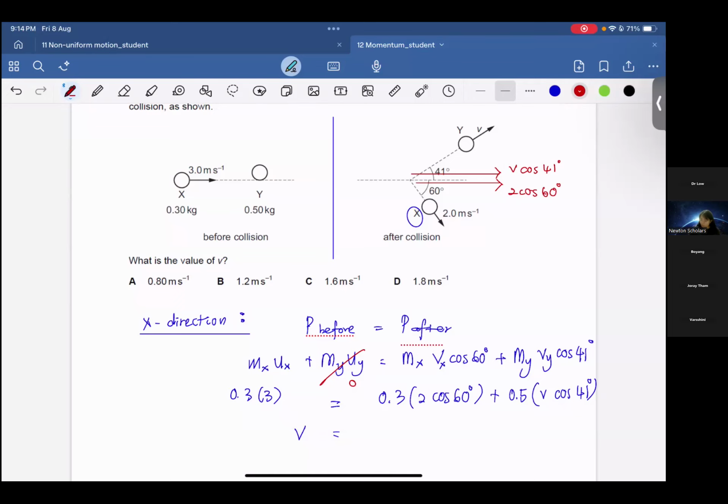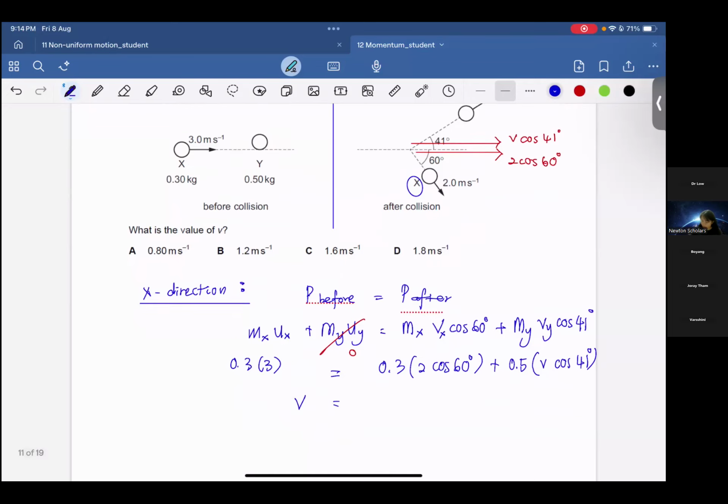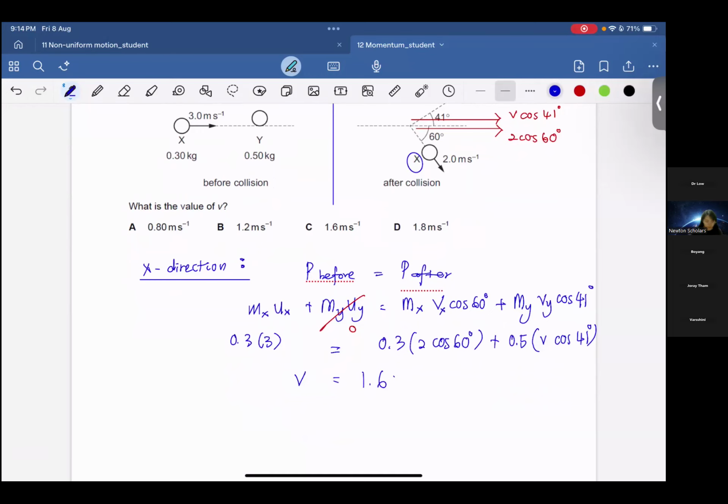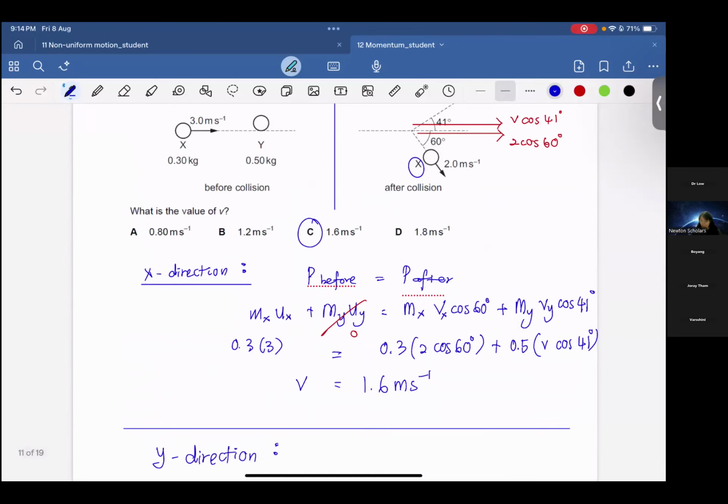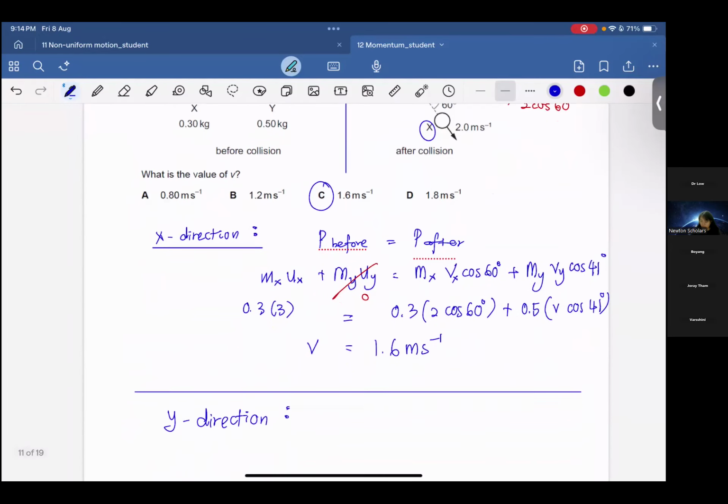Correct, you all can answer. So the answer will be 1.6 meter per second. Okay, I left it for you. You can continue to try with the y direction after that, not right now, because before the collision, we don't have.